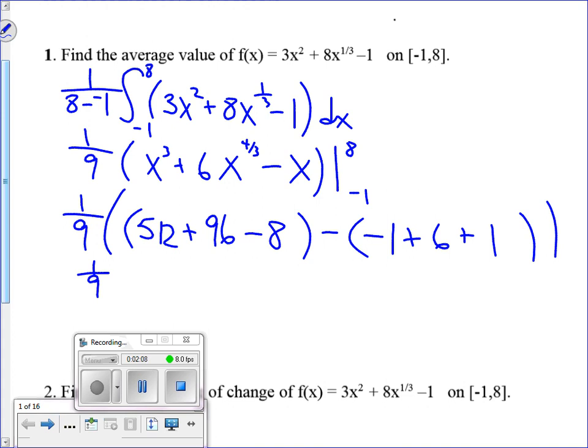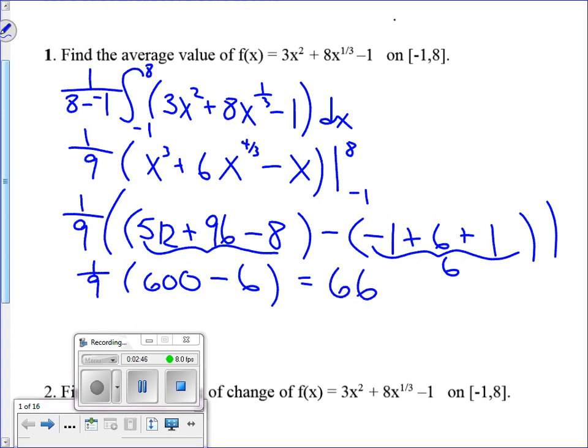Just trying to think. So if you add up everything in here, that would be 92. That would be 6. If we subtract 88 plus 512, oh, that's nice. That's 600 minus what's in here. That's just going to equal 6, so minus 6. And you could use your calculator for the arithmetic here. I just want to see that you use the FTC to get the antiderivative and that you're plugging in the upper, lower, and subtracting. And then, so this turns out to equal 66. So that's the average value of this function between -1 and 8.